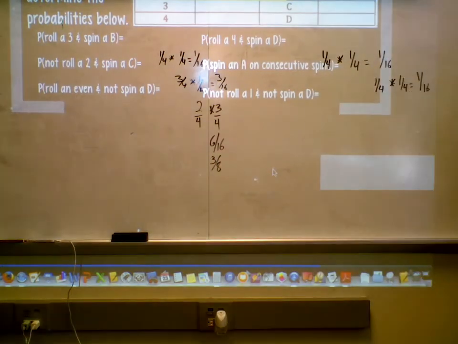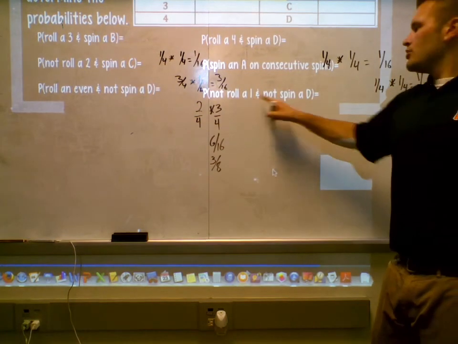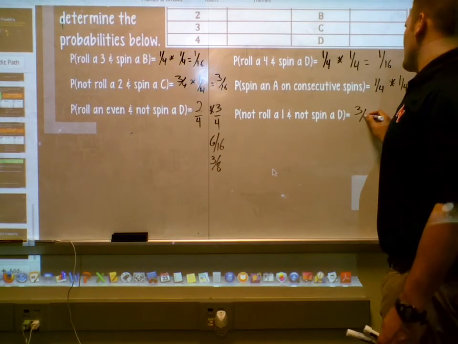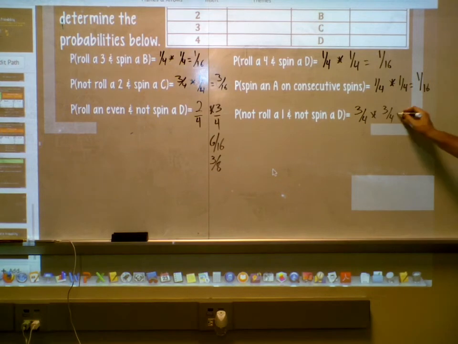Okay. Last one. Probability of not rolling a 1. What's that probability? 3 out of 4. Probability of not spinning a D. 3 out of 4. So this one is 3/4 times 3/4. 3 times 3 is 9. 4 times 4 is 16.